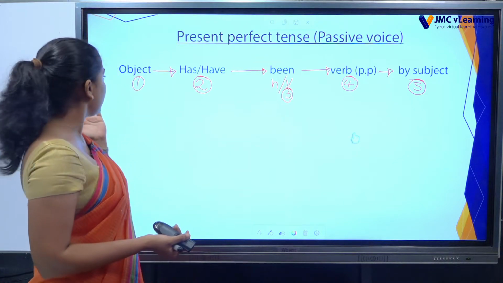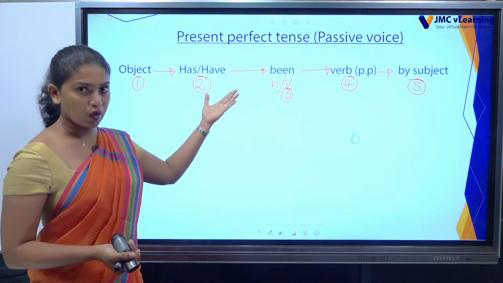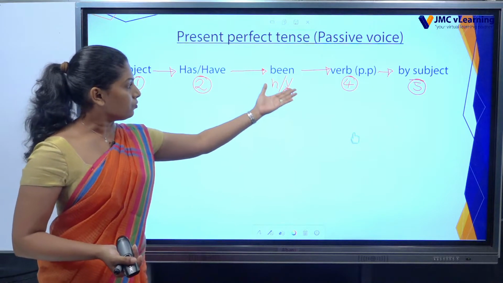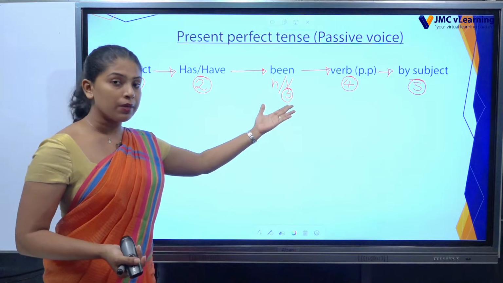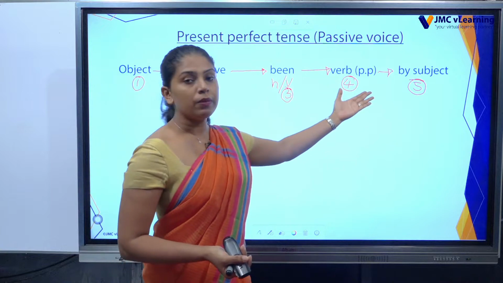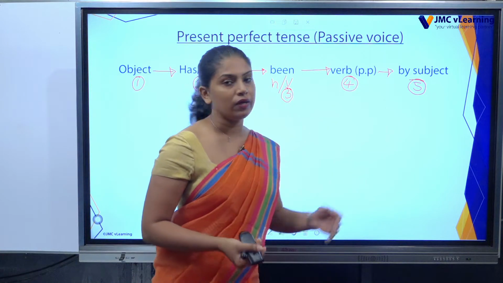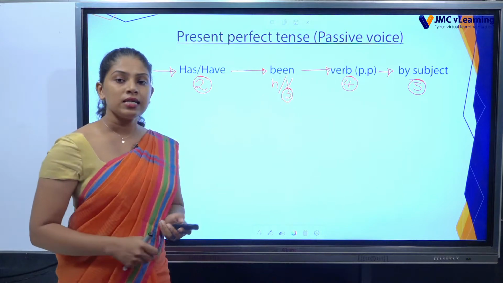Again, let's go through that. First object, according to the object have or has. Then we have to take the helping verb. In perfect tenses, we take been, B-double-E-N, been as the helping verb. Then the verb in past participle. Finally, we can write, if we want, the subject as by, then the subject.